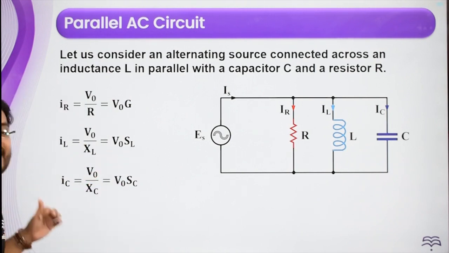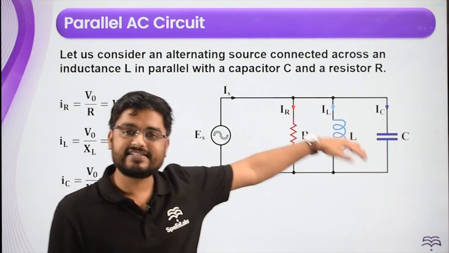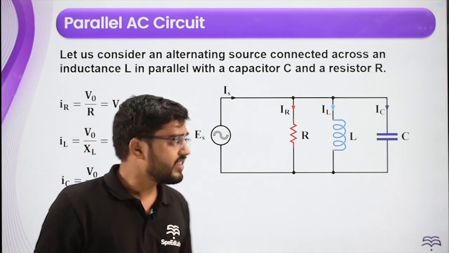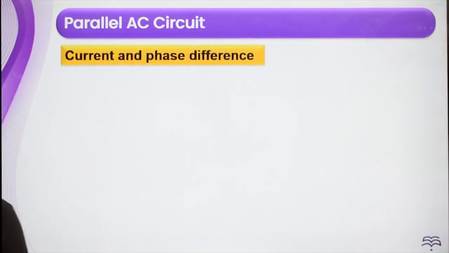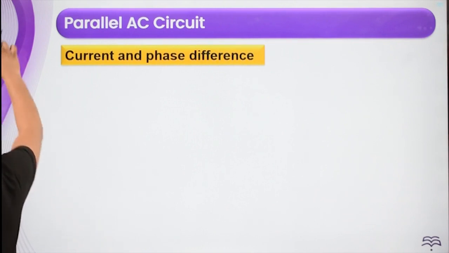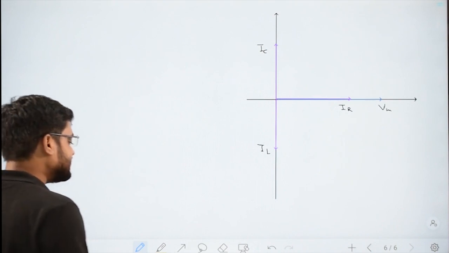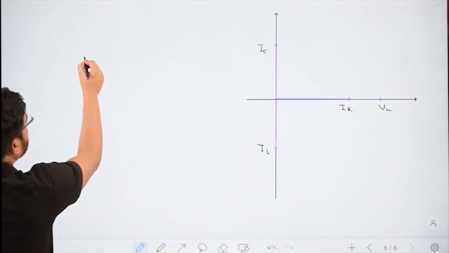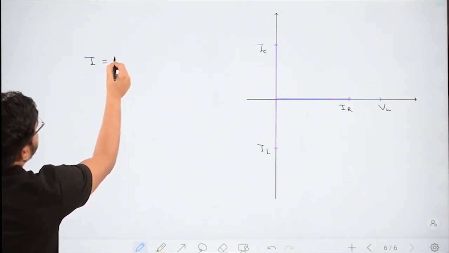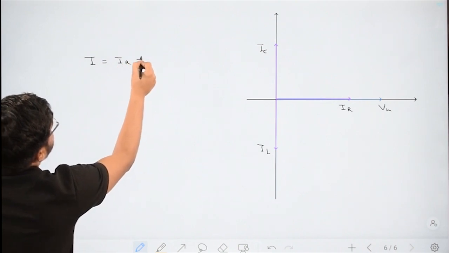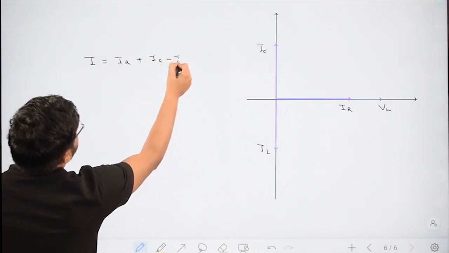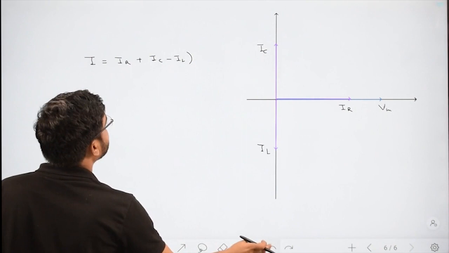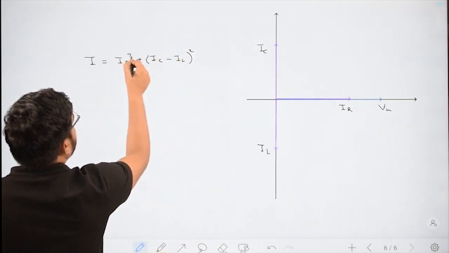And now the last is IC. The current in the capacitor is V0 by XC, and 1 by XC is SC, the capacitive susceptance. So let us derive an expression for the current and the phase difference. I am writing the same expression as before, but this time for current. The total current in the circuit is the square root of IR squared plus (IC minus IL) whole squared.